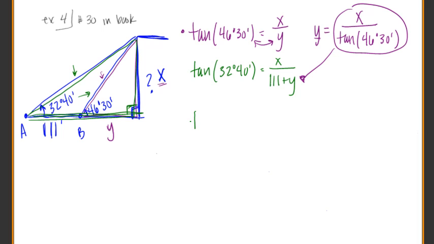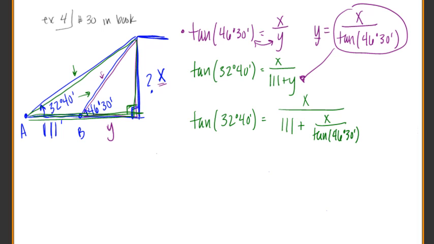If I try that, you'll get the tangent of 32 degrees and 40 minutes equal to x divided by 111 plus, now instead of y, I'm going to write what y equals, which is x over the tangent of 46 degrees and 30 minutes. Okay, so this is really, really gross. Yes, I agree. But if we look at this equation right here, which is the blend of the 2 above, the only variable we have left in here is just x. And if we can solve for x, there's our answer. Now, the hard part, obviously, is going to be solving for x.